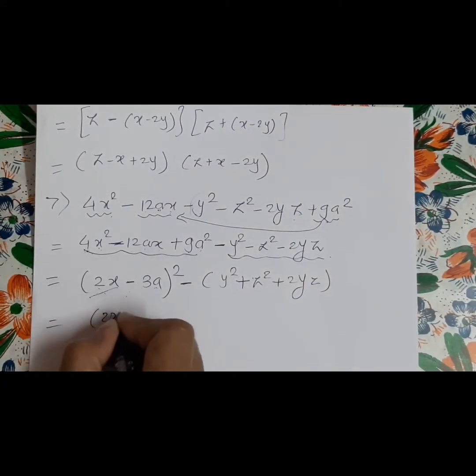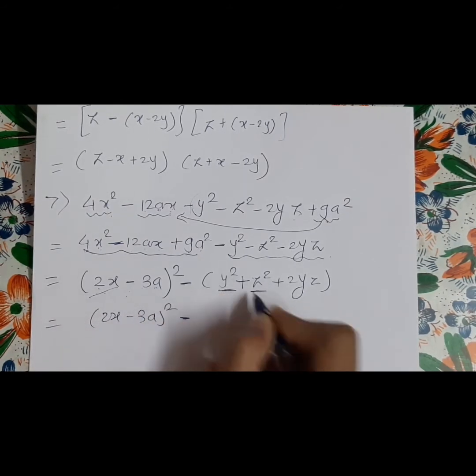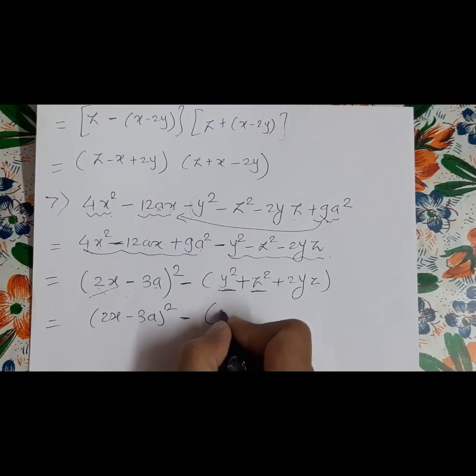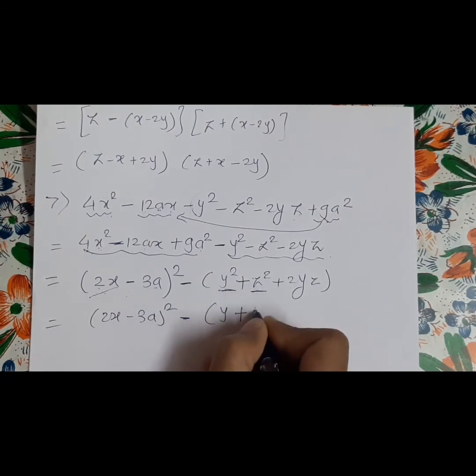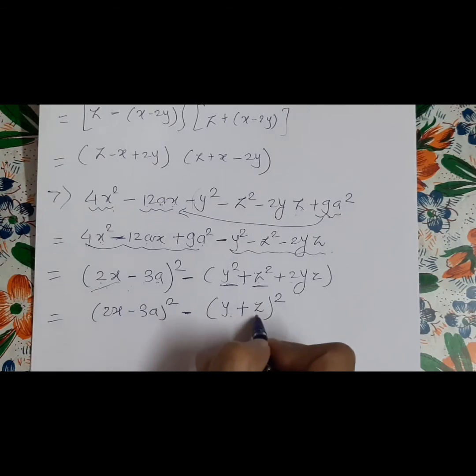So it is (2x minus 3a) square minus, here also these are two square terms. If you take the square root of y, and then all are plus signs, so plus the square root of the third term, that is the second square term, it is z, so (y plus z) and its square. If you expand (y plus z) square, it is y square plus z square plus 2yz. So that is the expansion of this square bracket.